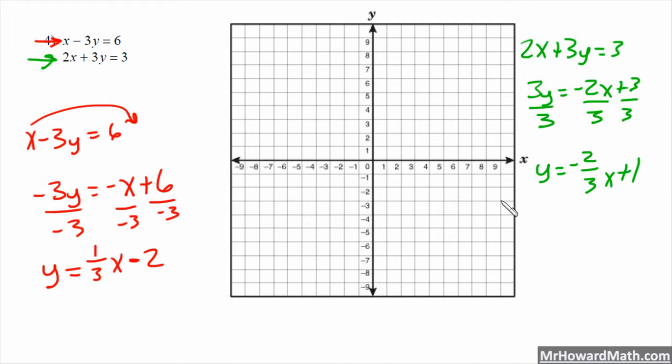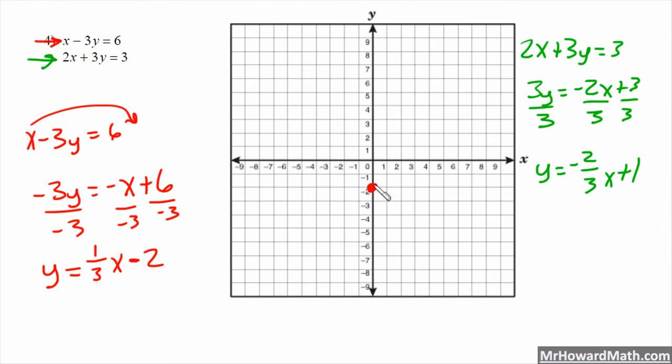Okay, at this point you want to start getting an idea of what's going to happen. This slope is -2/3, this slope is 1/3, so I expect one solution. Their slopes are different, so they should cross somewhere. So let's plot this one in red.